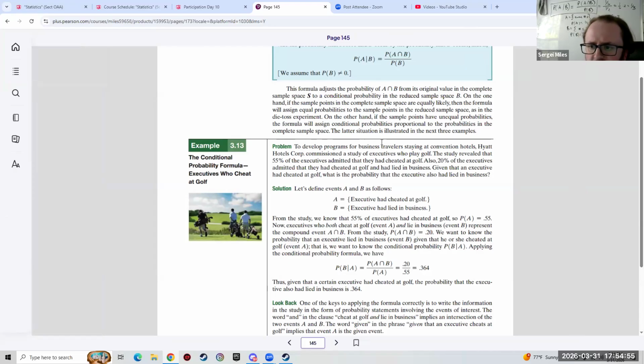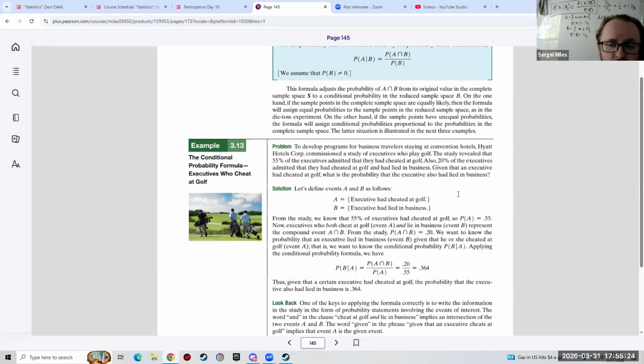To develop programs for business travelers staying at convention hotels, Hyatt Hotels commissioned a study of executives who play golf. The study revealed that 55% of the executives admitted that they had cheated at golf while playing golf. Also, 20% of the executives admitted they had cheated at golf and had lied in business. Okay, well, so what? What does this really matter for us?